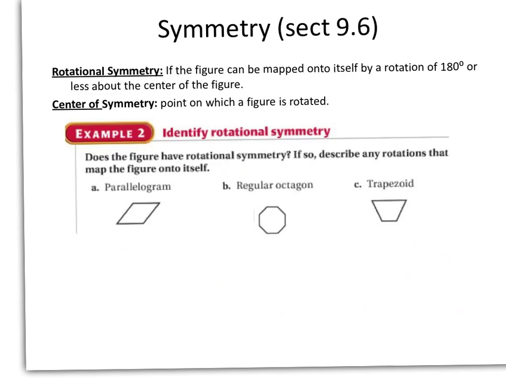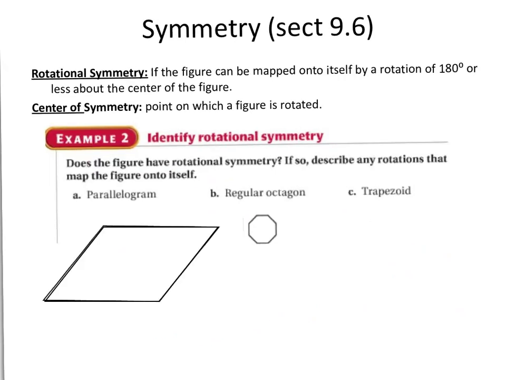So we're going to look at 3 different types of rotations: a parallelogram, a regular octagon, and a trapezoid. Sometimes some figures will have multiple rotations. You never want to give a degree over 180. So I've got my parallelograms, they're pretty well lined up. Center rotation means I'm going to think about taking right there about as my center, and I'm going to rotate my figure about that center.